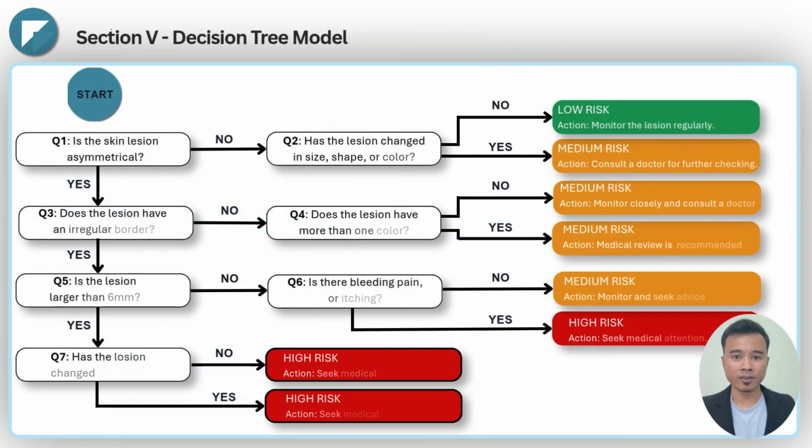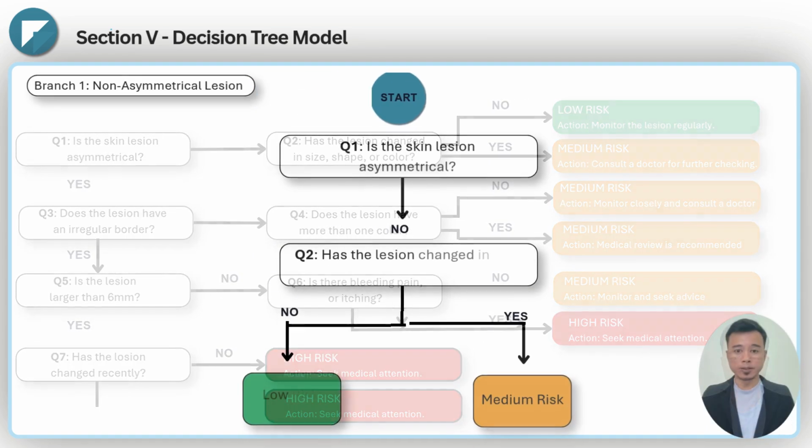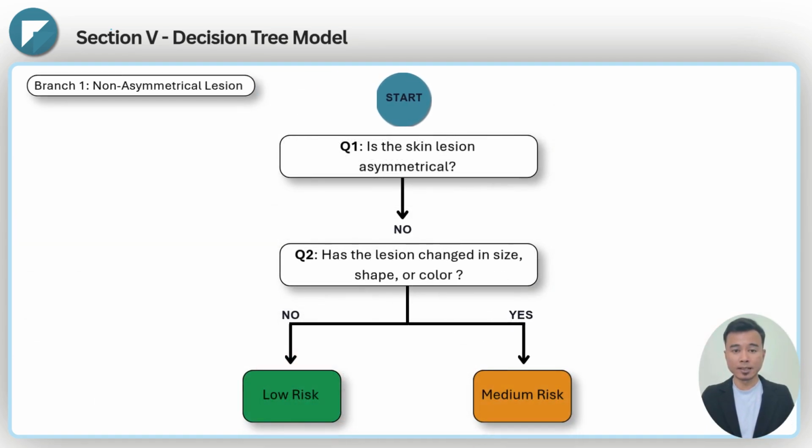This shows the overall decision tree model for our AI-based skin cancer detection system. Basically, the system starts by checking whether the skin lesion is asymmetrical or not. From there, the AI continues by evaluating several important features like border shape, color change, lesion size, and symptoms. At the end of the process, the system will classify the lesion into 3 risks, which are low risk, medium risk, and high risk.